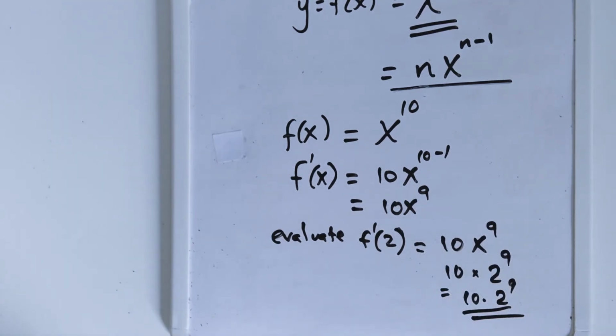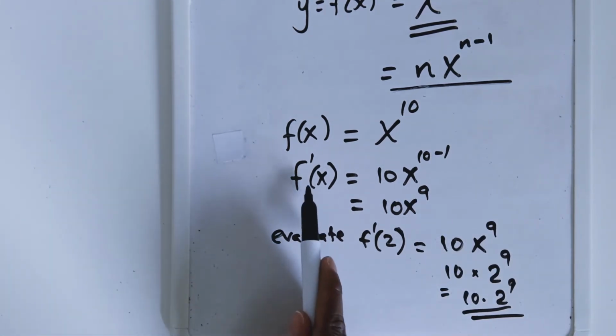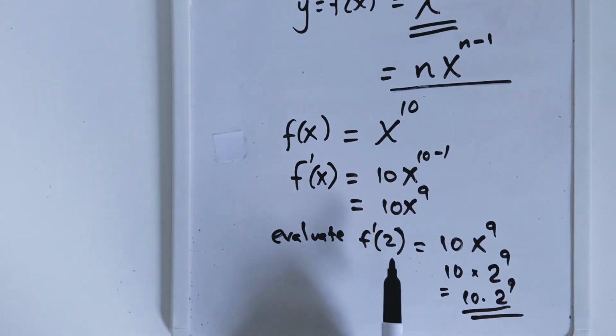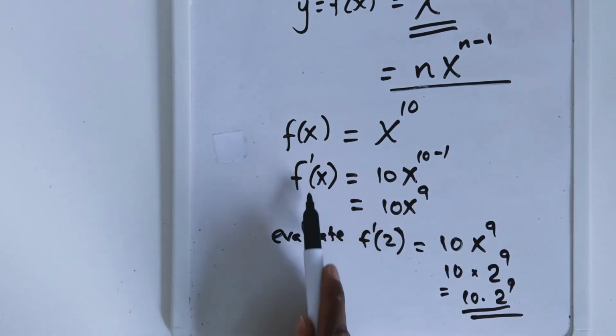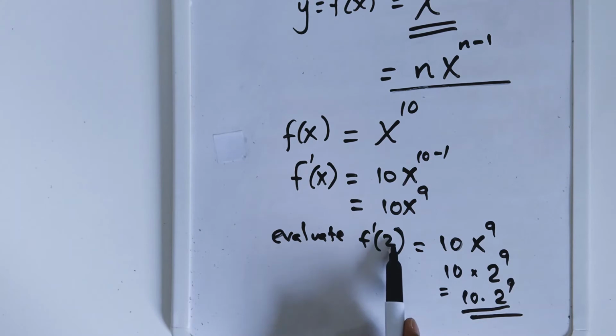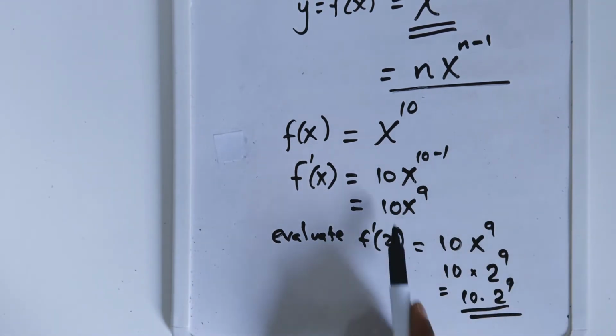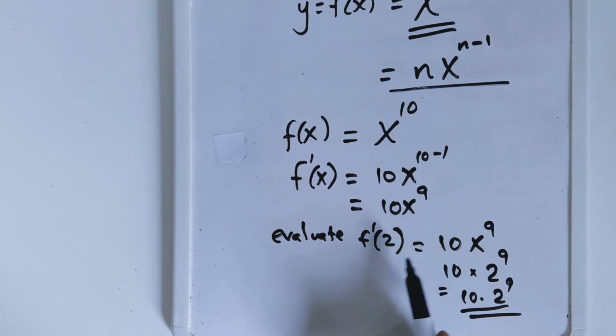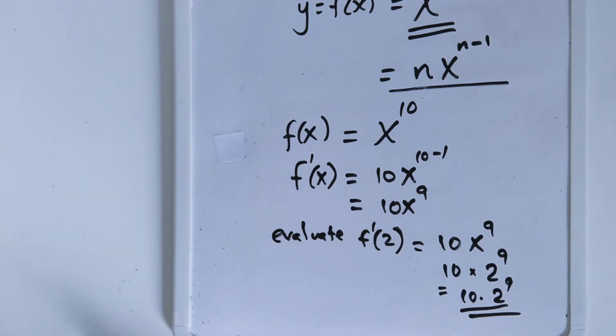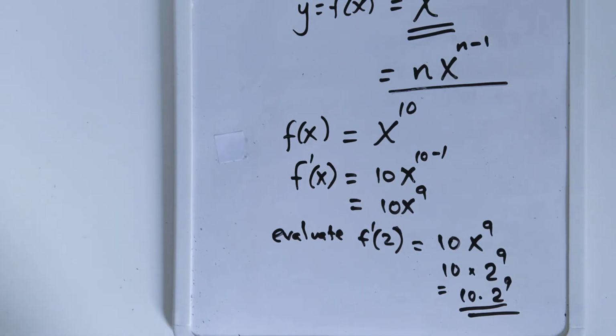Okay? So it's possible that you are asked to evaluate f prime at a given value of x. If we were told to evaluate at 1, we would just put 1 here. 1 to the power of 9 is just 1, times 10. So in that case, it will be just 10. Because 1 to the power of any number, a million, a 10, whatever, is always 1. Okay?